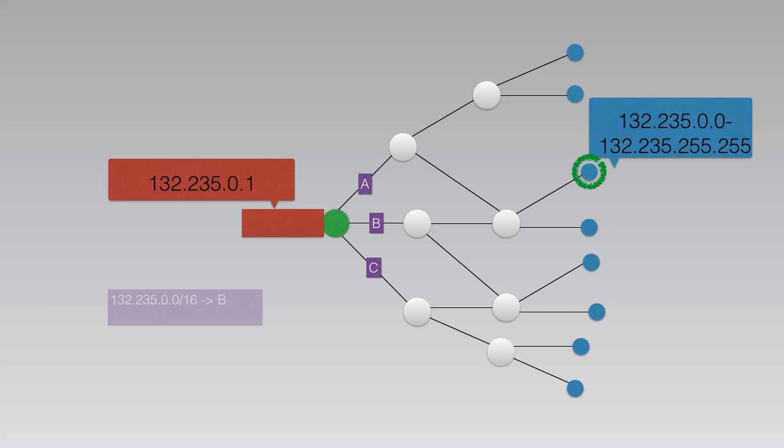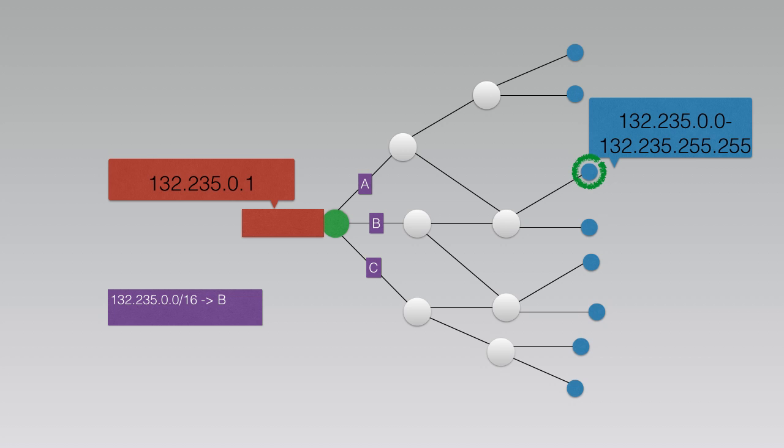Instead, we tell the node that the first 16 bits of this address make up a network, and therefore any packet where this first 16 bits match 132, that's 8 bits, 235, another 8 bits. So anything that starts with 132.235 and therefore matches the first 16 bits goes down path B, and then ultimately through the other nodes will make its way to Ohio University.